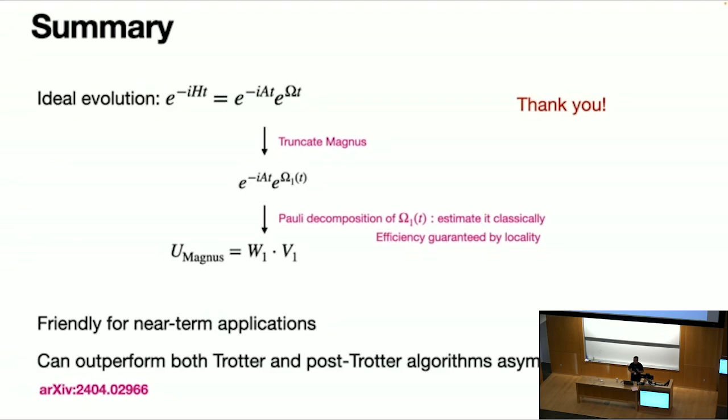The main idea, if you want to take away from this talk, is that you just move into the interaction picture, expand the time-ordered exponential in the Magnus expansion, truncate the Magnus expansion, evaluate it classically, and then use Trotter to approximate that Magnus expansion evolution. And thank you for your attention.